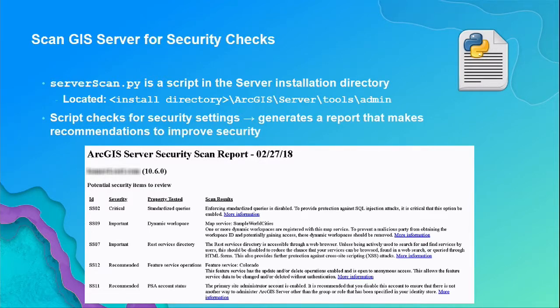This script is installed with ArcGIS Server by default, and it's a Python script. It does a quick scan, about 12 items or so that it checks, and gives you a nice report in HTML format. It categorizes the findings based on severity, 3 levels, either critical, important, or recommended. And certainly the critical ones should be taken a look at and addressed as quickly, or in most cases as quickly as possible.